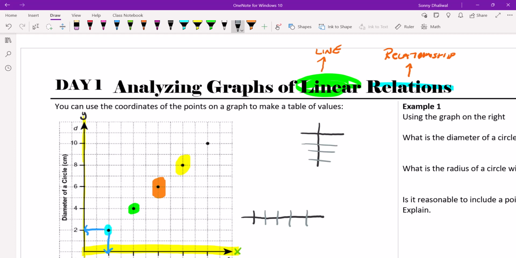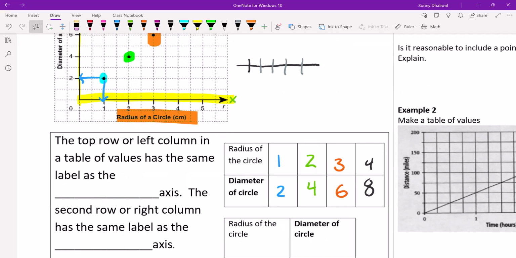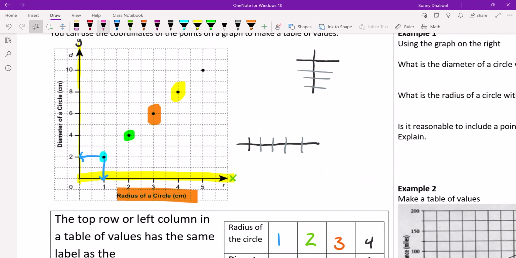All right? So if we want to make a table, here, in the horizontal one, I put radius on the top. It's supposed to be on the top. How do you know which one goes on the top? Max? Is it just always X on top? Always X on top. Okay? X is always on the top in a horizontal one.